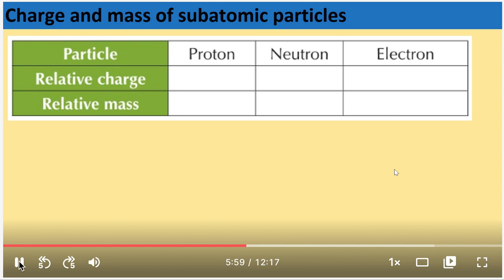Okay, so let's have a look at this. Protons have a positive charge. Now, we give them a charge of +1.